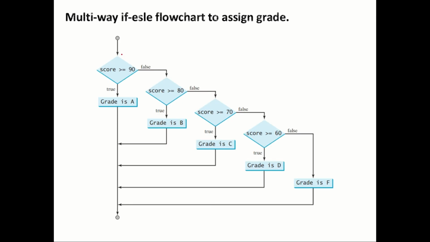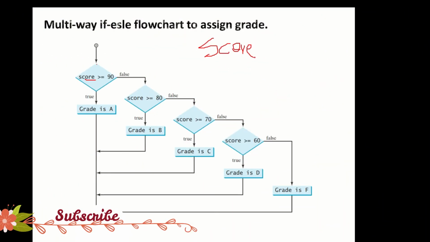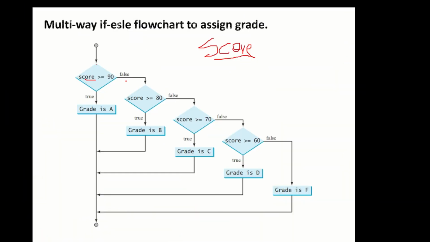Okay, good. Then the next one is the multi-way if else flowchart to assign a grade. As you see here, there is a score. The user enters a score, any grade value a student may have. For example, score greater than or equal to 90. If true, the grade is A and the program is automatically terminated.